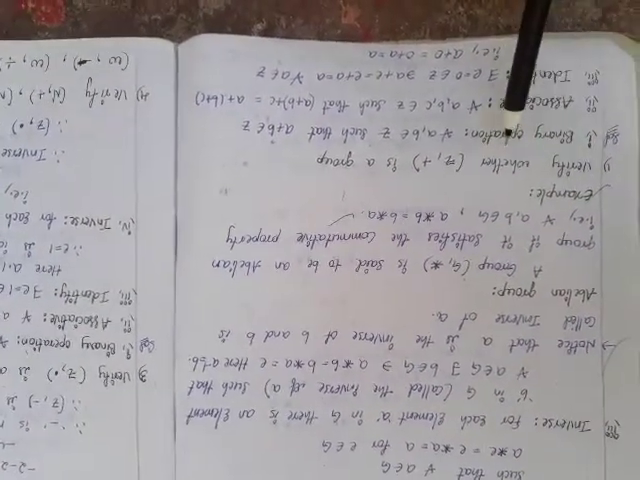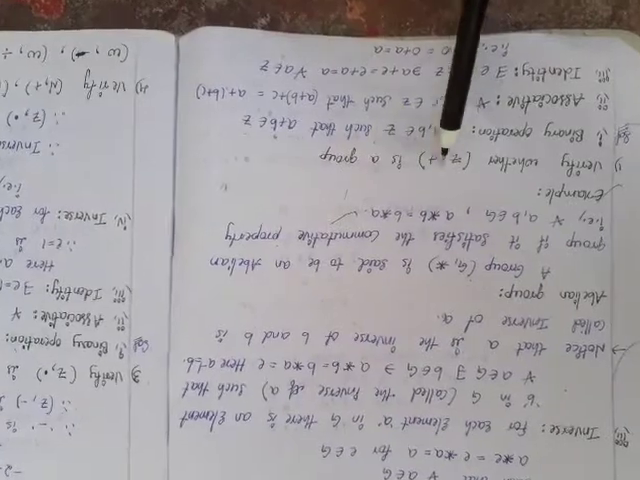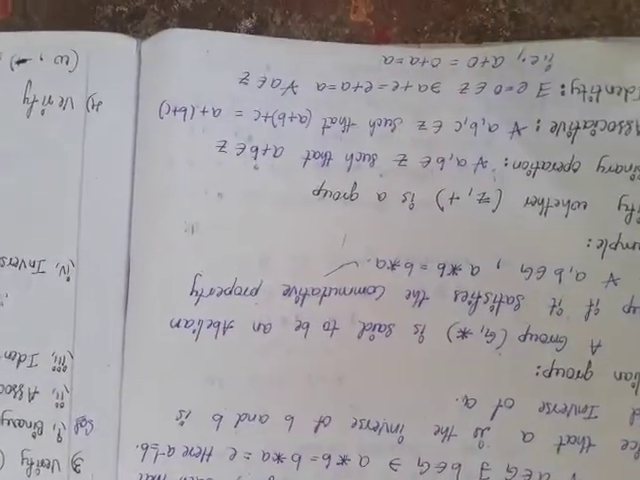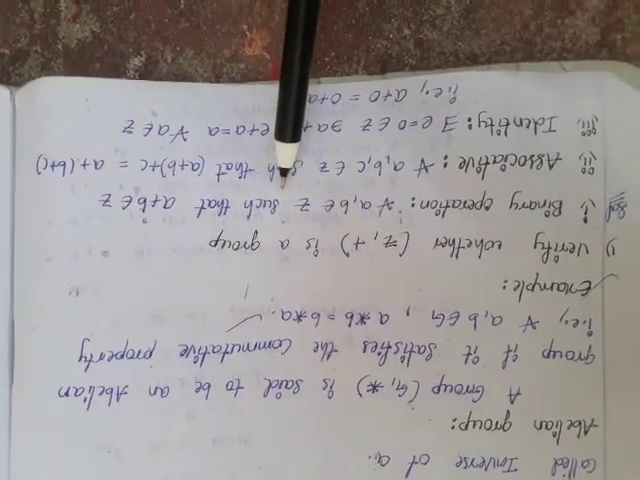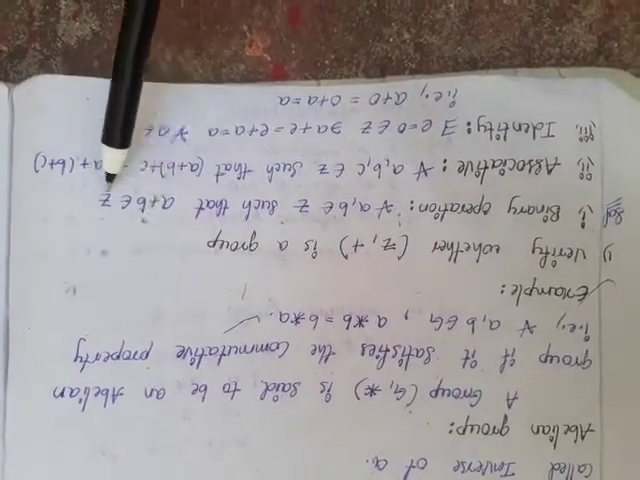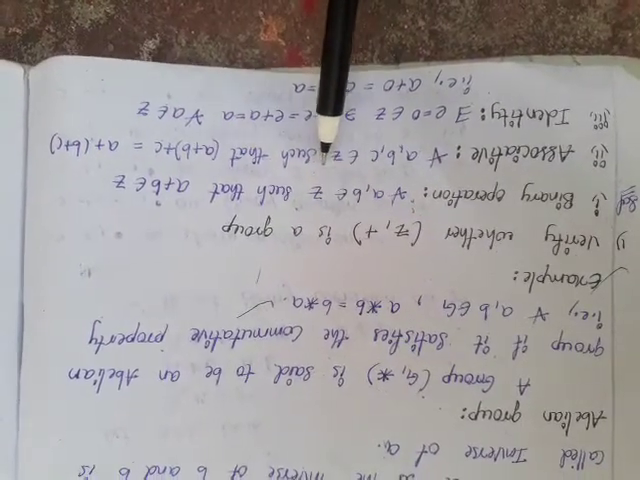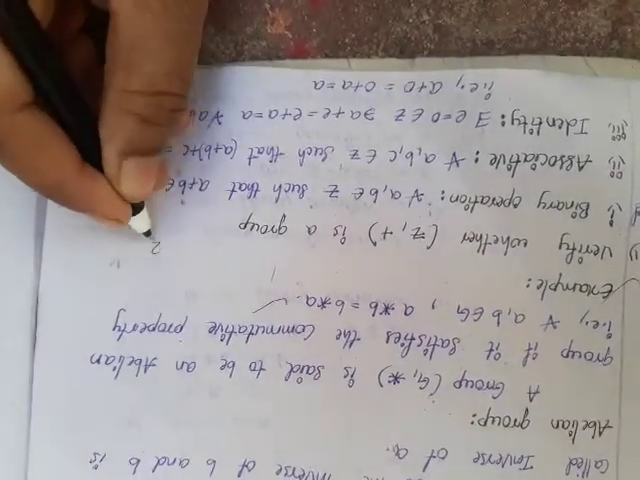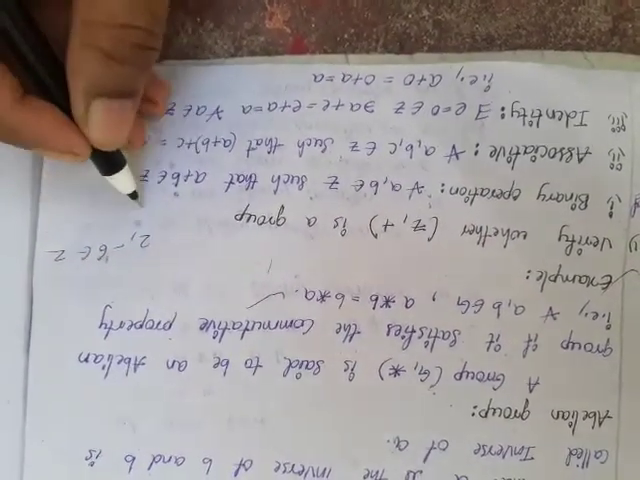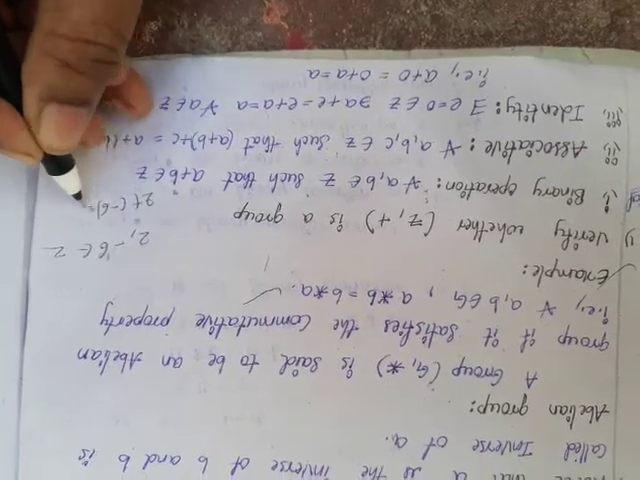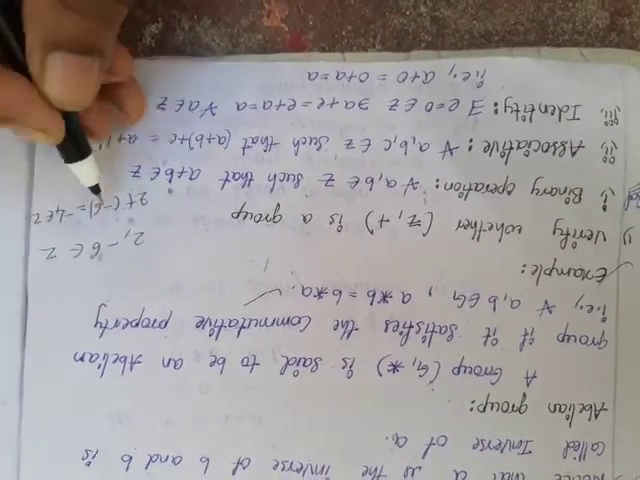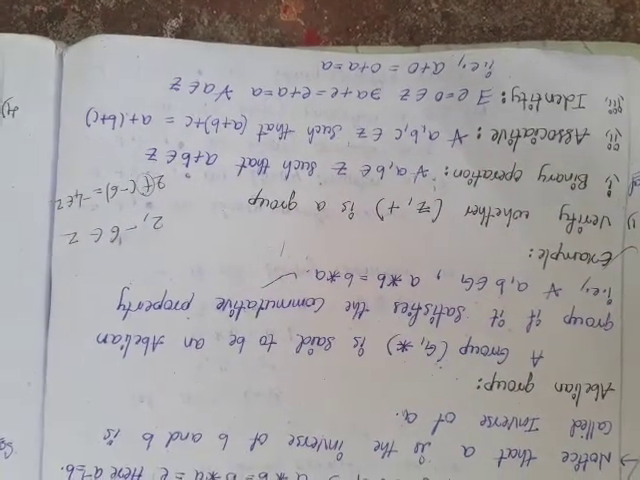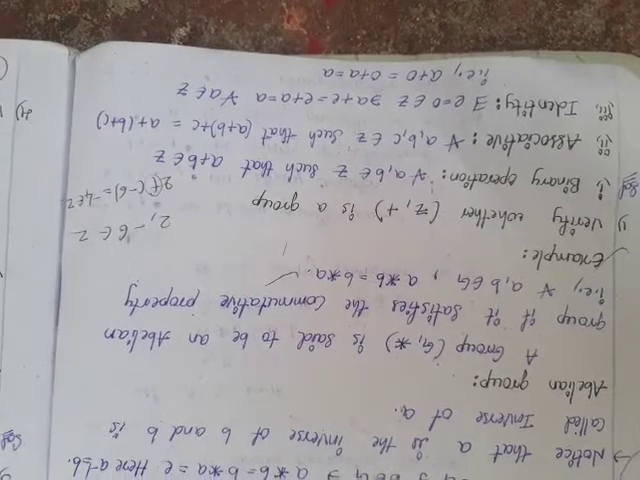Example of the group, verify whether Z comma plus is a group. What is Z? It contains positive numbers, negative numbers, and including 0. So binary operation: for all a comma b belongs to Z, a plus b belongs to Z. Take any two elements of capital Z, the sum also belongs to capital Z. Suppose 2 comma minus 6 belongs to Z. So 2 plus of minus 6 is equal to minus 4, which also belongs to Z. So here plus is a binary operation on capital Z. Not only 2 comma minus 6, for all the elements of capital Z it is satisfied.